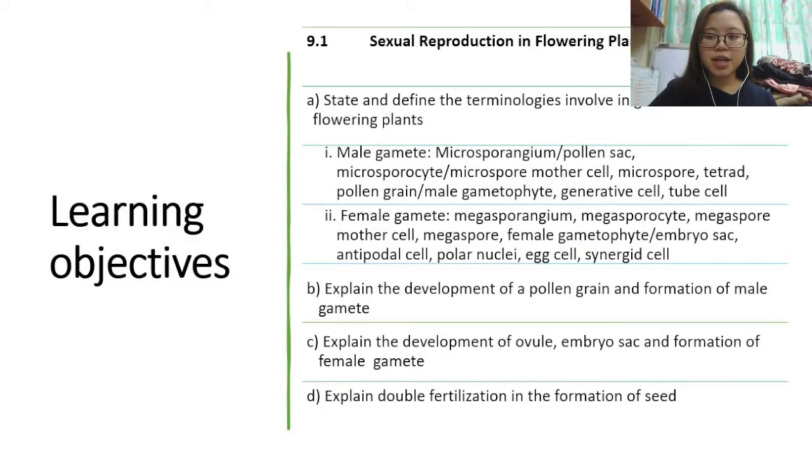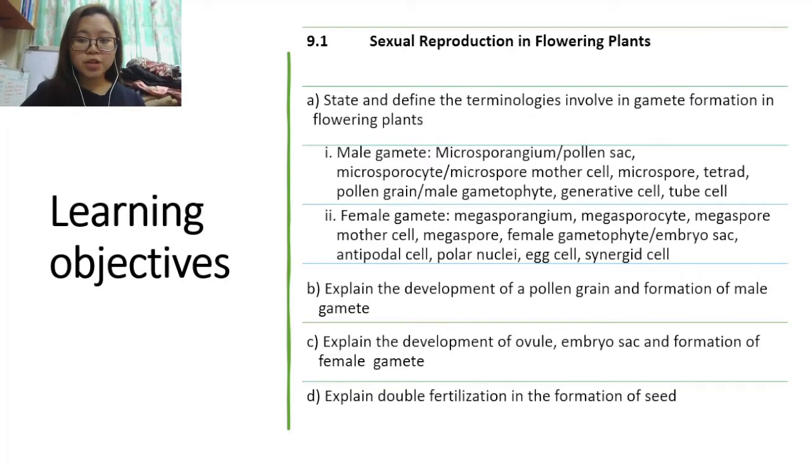And here are the learning outcomes. I hope that by the end of this lesson, you would be able to state and define the terminologies involved in this chapter, explain the development of a pollen grain and formation of male gametes, as well as explain the development of ovules, embryo sac, and formation of female gametes, and last but not least, explain what is double fertilization in the formation of seed. Now, these all may seem very complicated, but as we go through the chapter, I'm sure they'll seem more and more sensible, and I hope that you would be able to remember them after this.